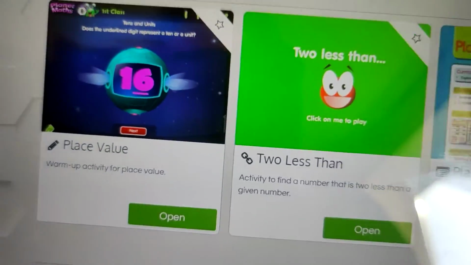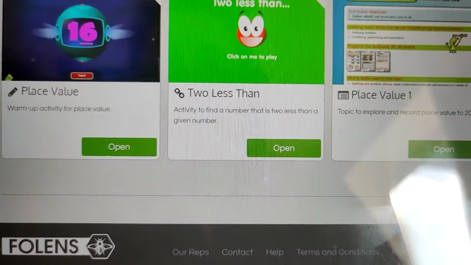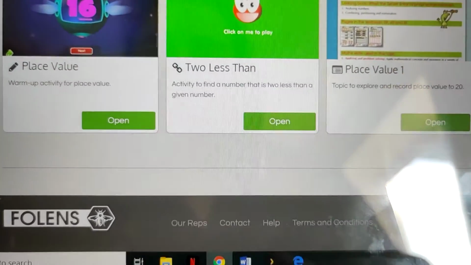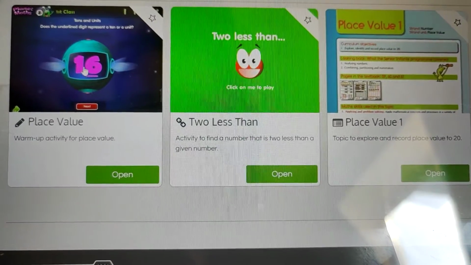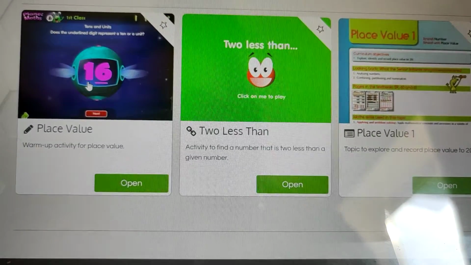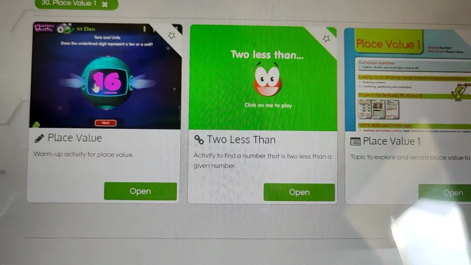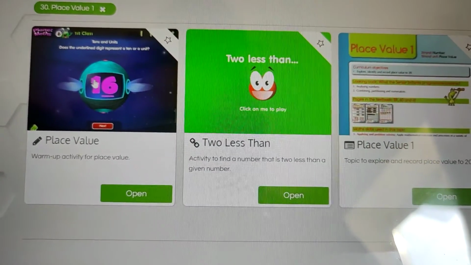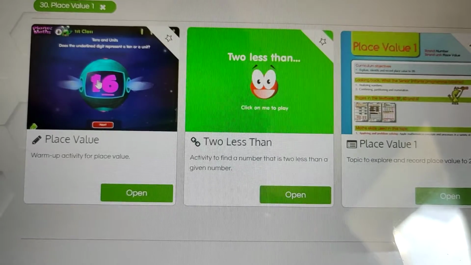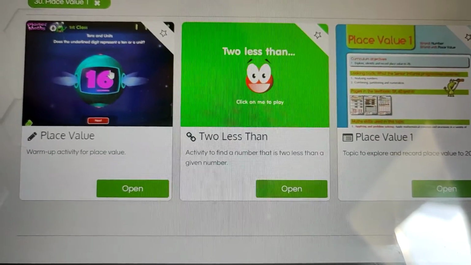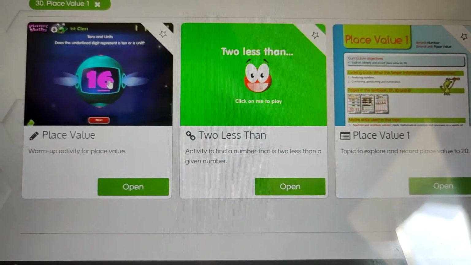We're going to look at the first game, and the idea of this game is to identify tens and units. So here, where my little mouse is, represents how many tens you have, and here represents how many units you have. So the number is 16. How many tens are in the number 16? There's one 10 in the number 16. How many units? There's 6 units in the number 16.